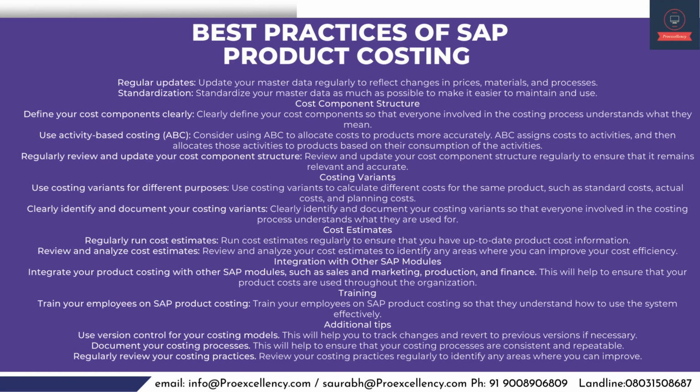Costing variance. Use costing variance for different purposes. Use costing variance to calculate different costs for the same product, such as standard costs, actual costs, and planning costs. Clearly identify and document your costing variance so that everyone involved in the costing process understands what they are used for.